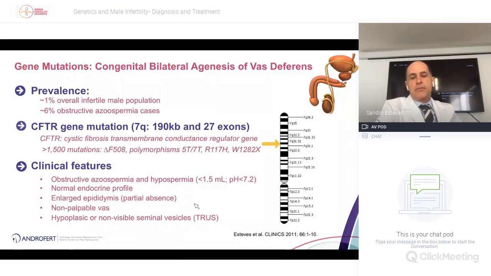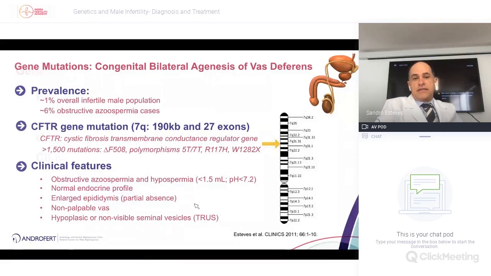So this condition is a mutation affecting the long arm of chromosome number 7. As you can see in the picture, this is like the map of chromosome number 7, and we might have a mutation affecting a very large portion of this gene, and according to the type of mutations, we will have different phenotypes.